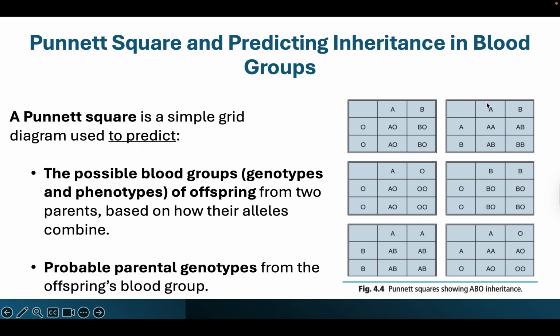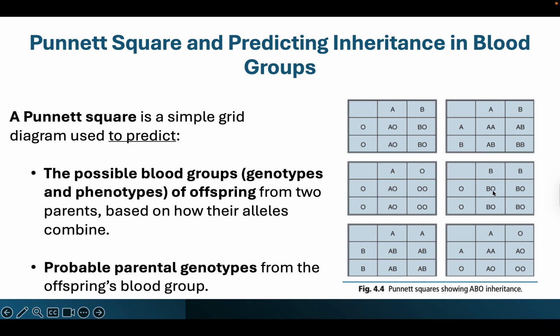So by doing the Punnett square, if the two parents' blood group is AB, I expect the children to be 25% A blood group, 25% B, and 50% AB. And this is how I use it to predict the phenotype and the genotype for the children from the parents. I can also use it to predict the probable parental genotype from the offspring blood group.